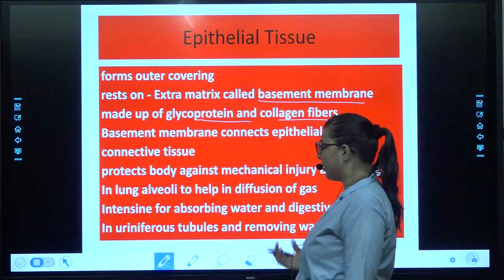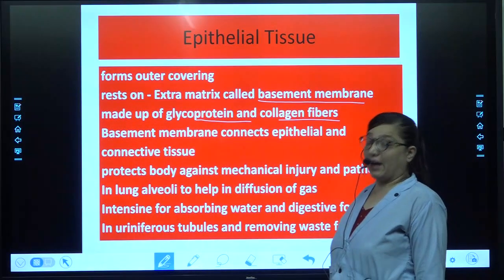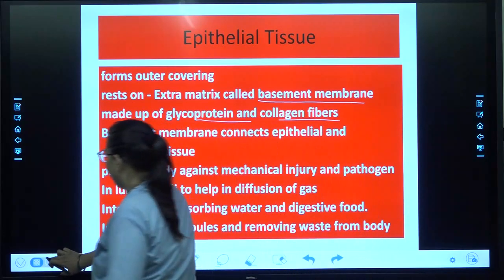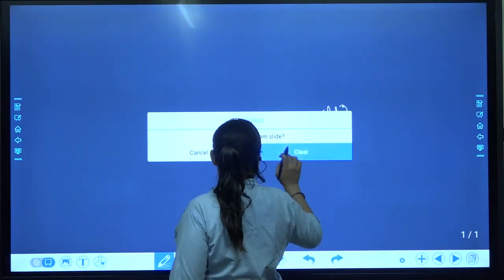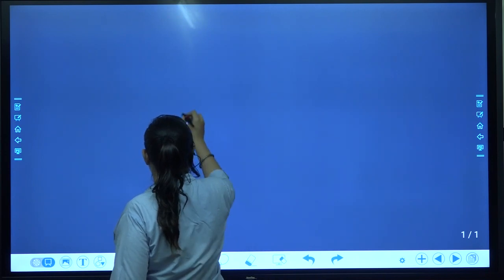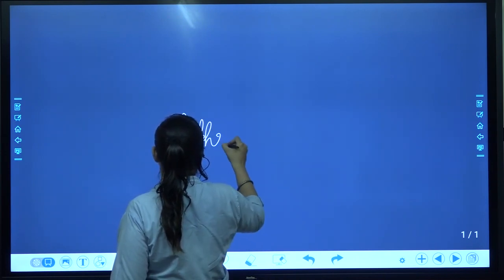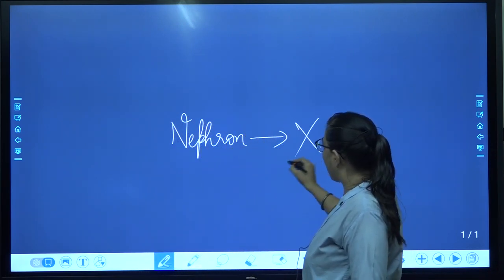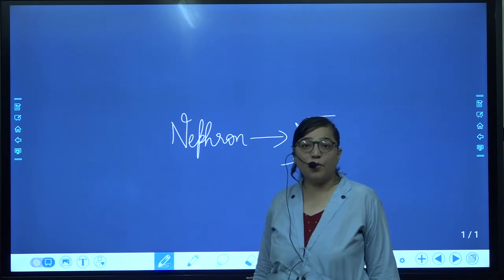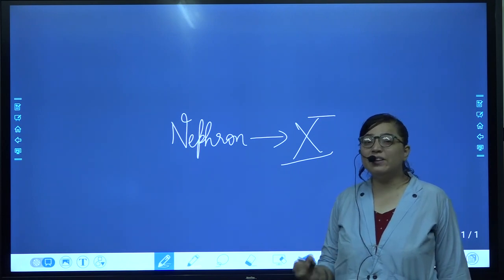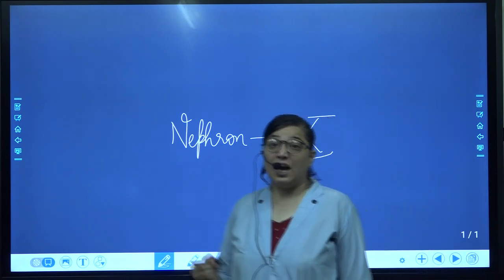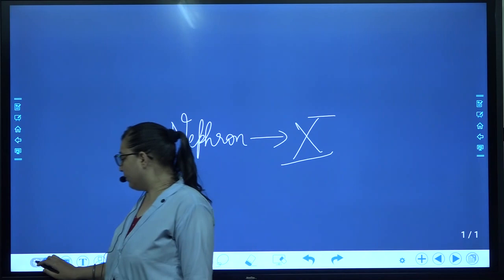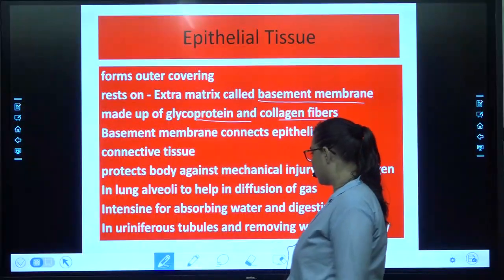Next, in uriniferous tubules and in removing wastewater. Try to recall, I had taught you where these uriniferous tubules are present. These uriniferous tubules are present in nephrons, which are a part of the kidney. Alright, in your class 10, you are going to study how the nephron is responsible for removing all the waste material. So over there in the nephron, you will have many uriniferous tubules. Alright. Now, that is about this epithelial tissue.